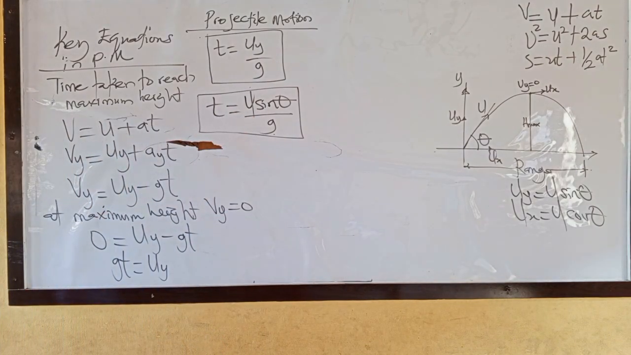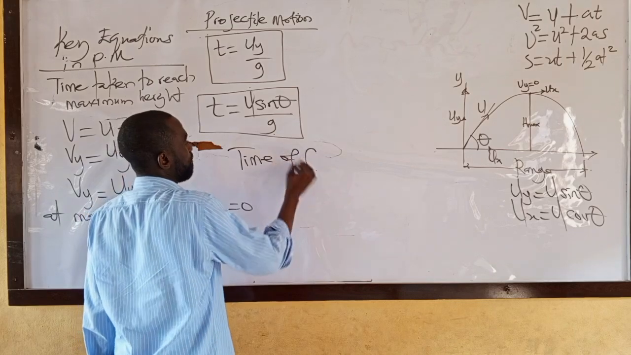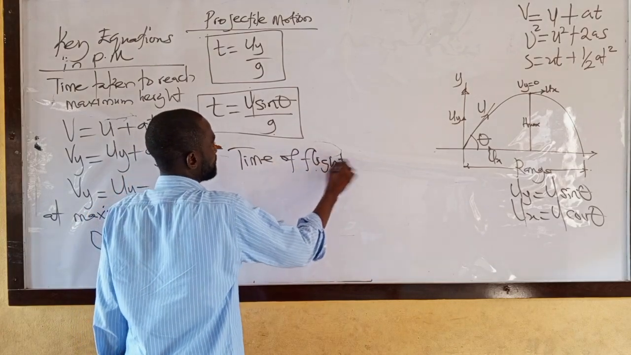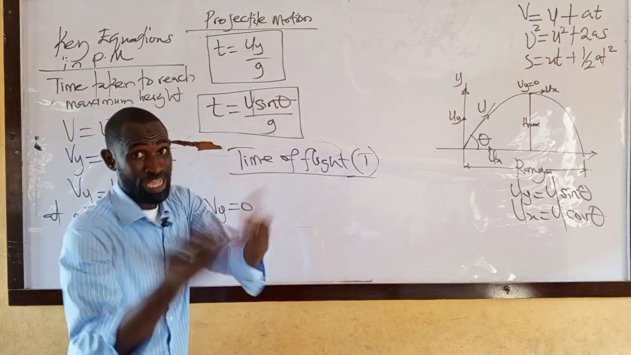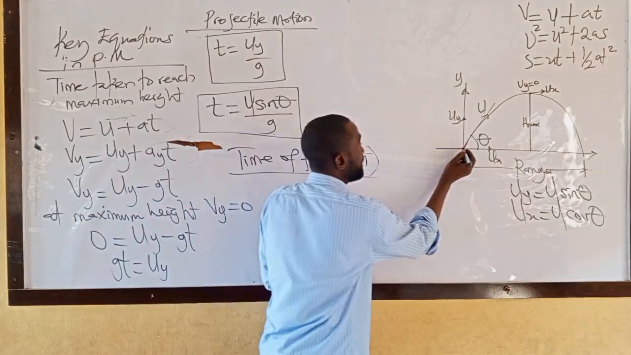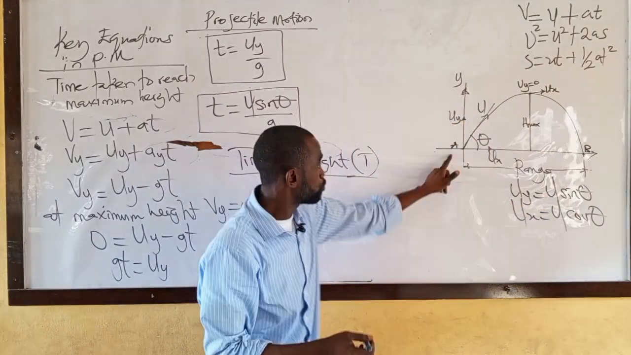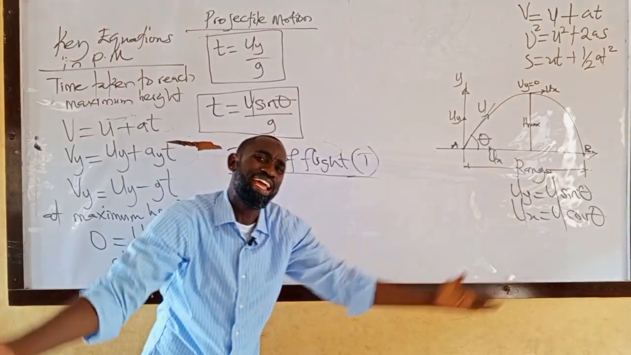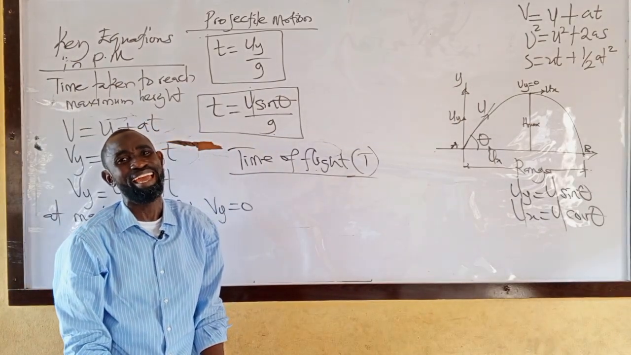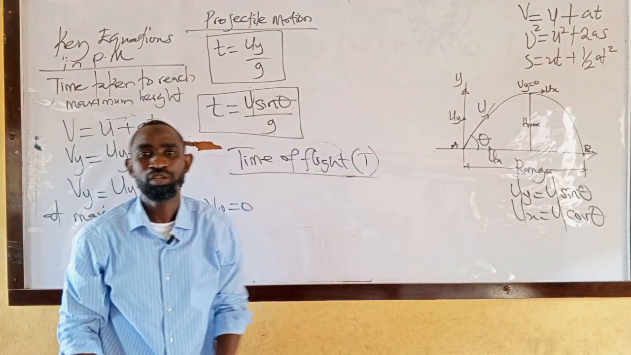What's the next one? Time of flight, capital T. Don't let your mind be disturbed. What is time of flight? It is the time taken from A to B, from ground to ground. So you can first say time of flight is the total time spent by a projectile in air. Total time spent during the course of its motion is what we call time of flight.